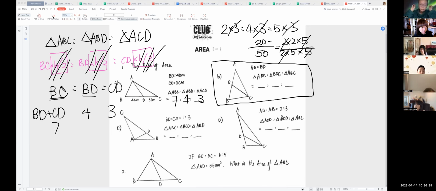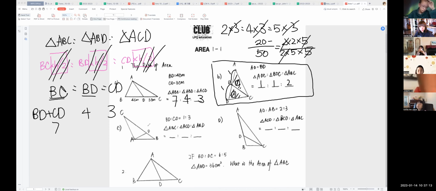Three students again. Serena, Emma, and Serena, be more confident. You should trust yourself, right? AD equals BD, so these two are the same. If the bases are the same, is the area also the same? If this is 1 portion, this is 1 portion, the bigger one is 2 portions. So it's 1 to 1 to 2. Very good. Congratulations, Emma. Congratulations, Serena.